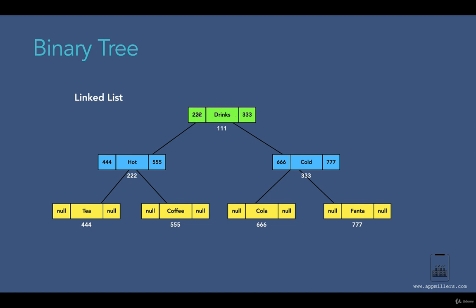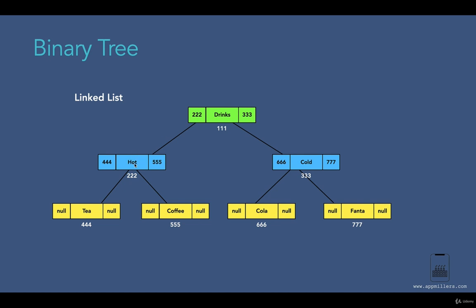Here you can easily see that in drinks, which is the root node, we have two pointers. The left pointer points to the physical location of the left child. In our case, the left child is hot and the physical location of this child is 222. So in the left pointer we have 222, and in the right pointer we have 333, which is the physical location of the right child. In our case, the right child is cold and its physical location is 333. That's why on the right pointer we have 333.